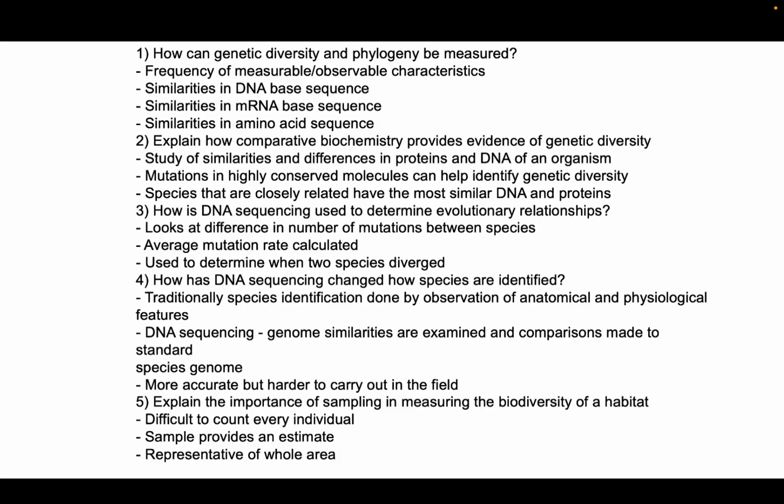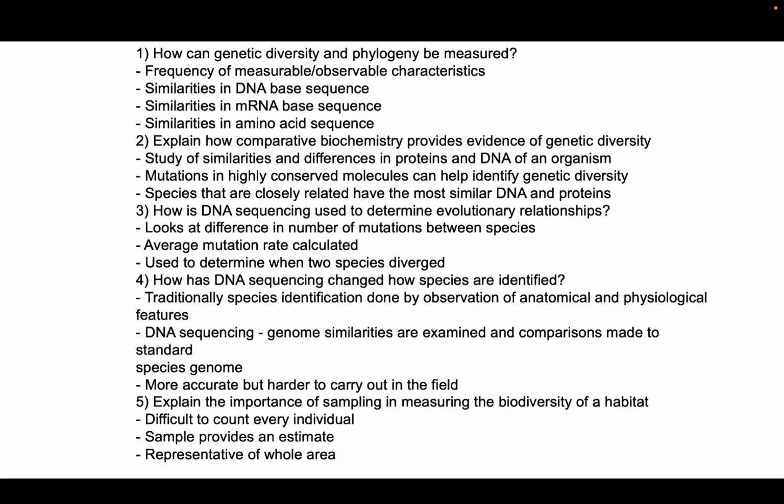If you're asked how DNA sequencing is used to determine evolutionary relationships, you can look at the difference in the number of mutations between species and calculate the average mutation rate, and this can be used to determine when the two species have diverged. Next question was, how has DNA sequencing changed how species are identified?